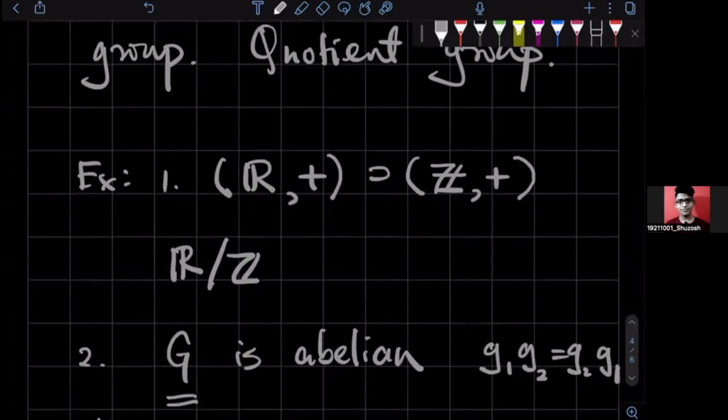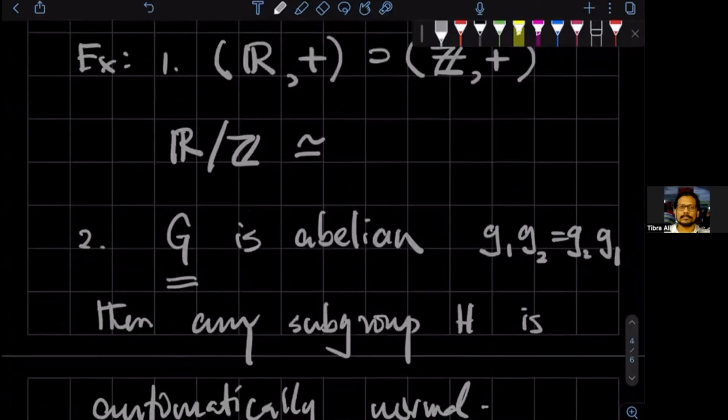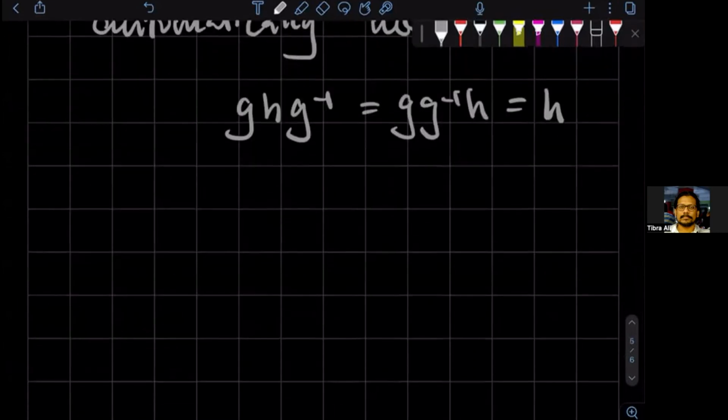So you might ask, okay, what is this group? I leave that as an exercise. It's an interesting group, and it's a group that we will very often come across. So think of it geometrically. The real line is like this. It's a non-compact set. And the integers are a subset.